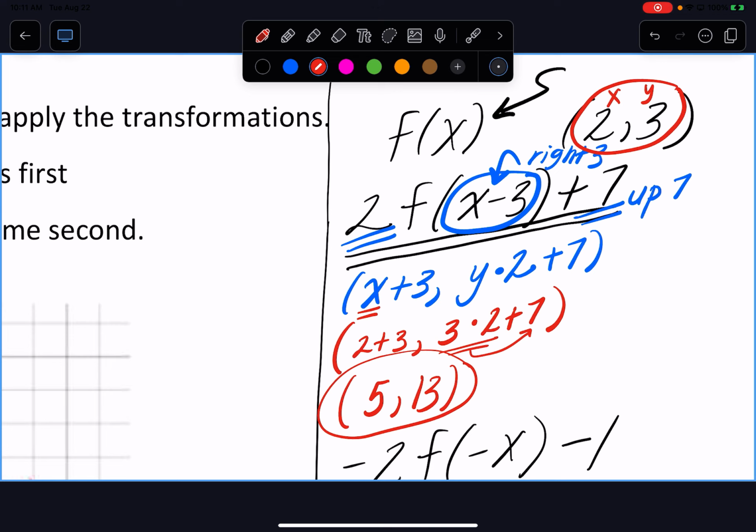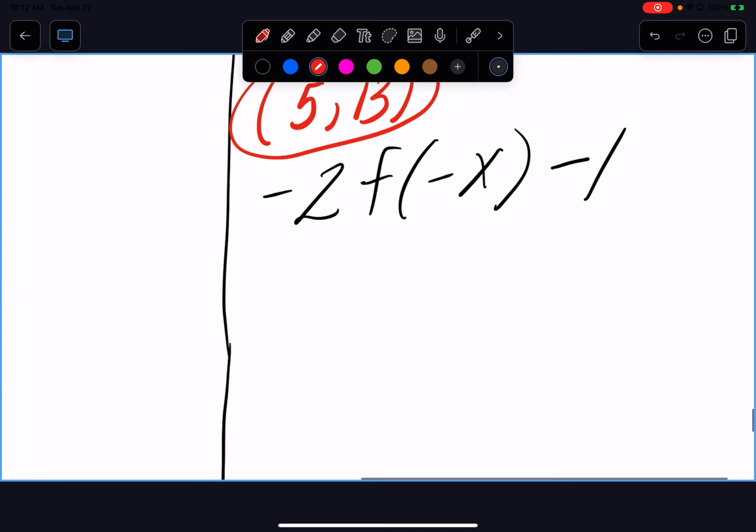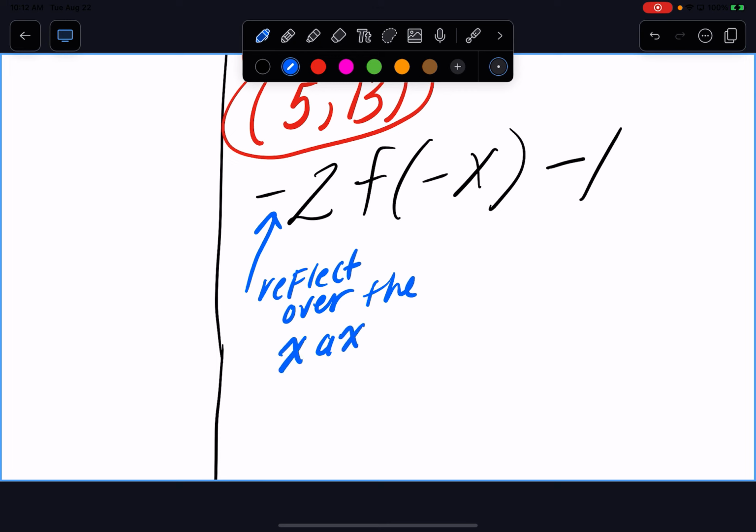Does anyone have a question on why I did what? Anything? Okay. All right, so look at this one. Let's verbally write out what we're seeing. This is a reflection over the... negative on the outside. That's a reflection over the x-axis. Does that affect our x or y values? When you reflect over the x-axis, it does the y values. True? Yep. Okay, y values.